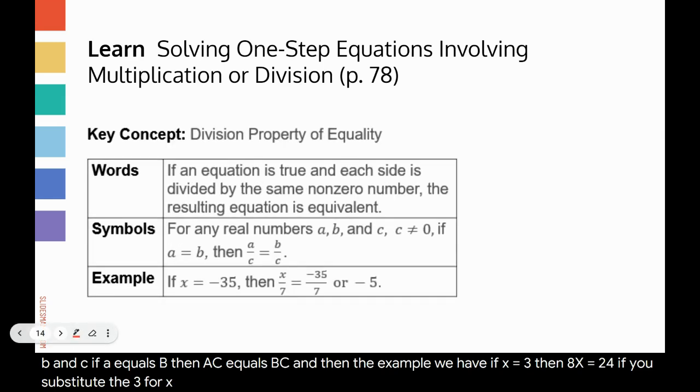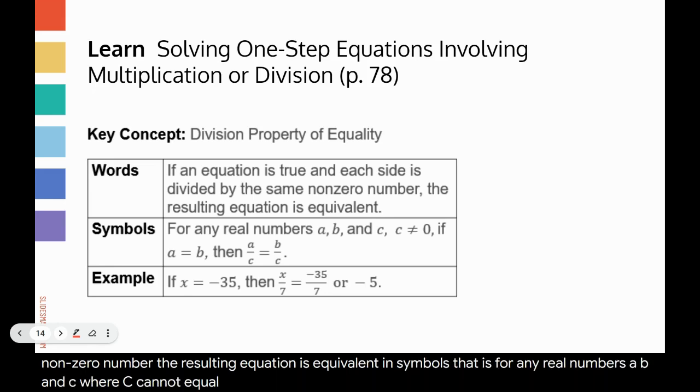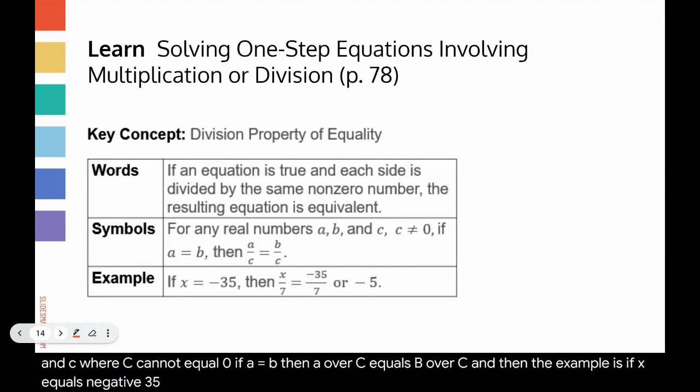And then the division property of equality, if an equation is true and each side is divided by the same non-zero number, the resulting equation is equivalent. In symbols, that is for any real numbers a, b, and c, where c cannot equal 0. If a equals b, then a over c equals b over c. And then the example is if x equals negative 35, then x over 7 equals negative 35 over 7, or negative 5.